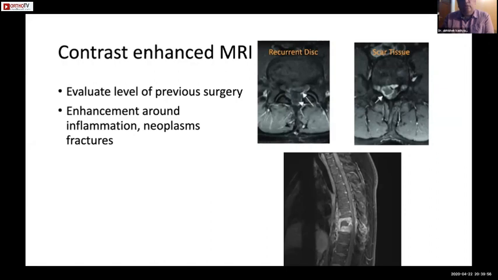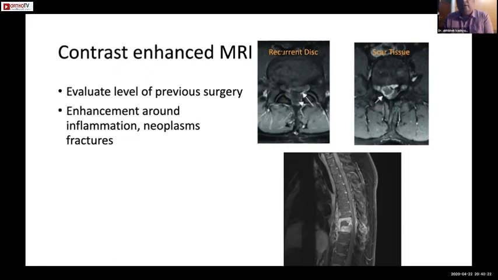Whereas if it is hyperintense, you consider that you might be dealing with a malignant osteoporotic fracture. In a few cases, why would you need a contrast enhanced MRI? Basically, it is done when you need to evaluate a previous surgery, and it might be used when you want to show enhancement around inflammation or neoplasms. So this is an example. First is a case of spondylodiscitis of a tubercular spine.